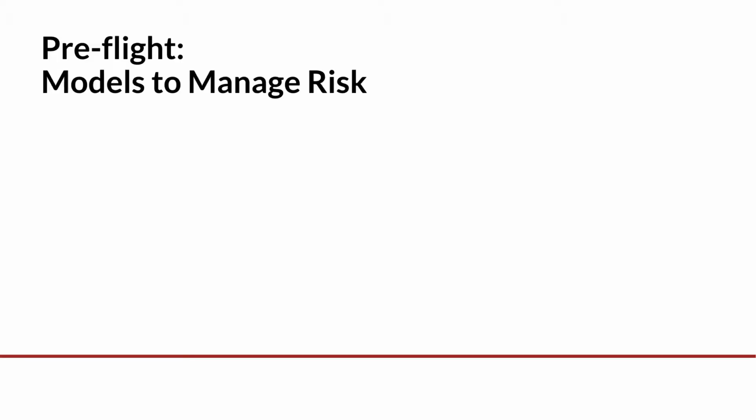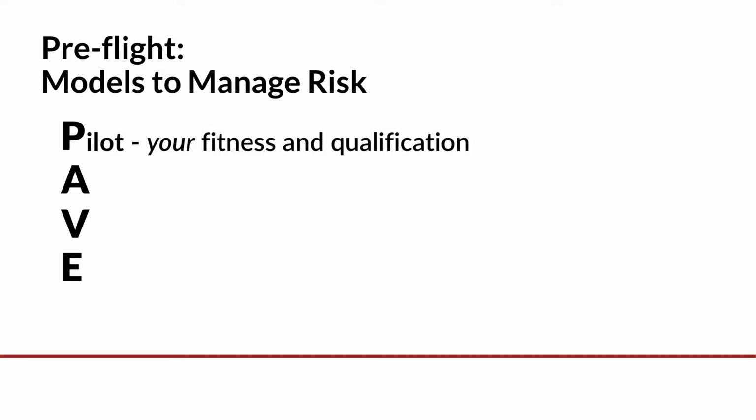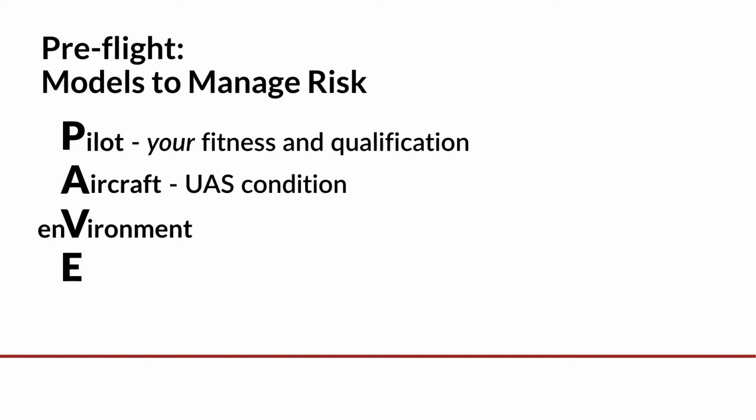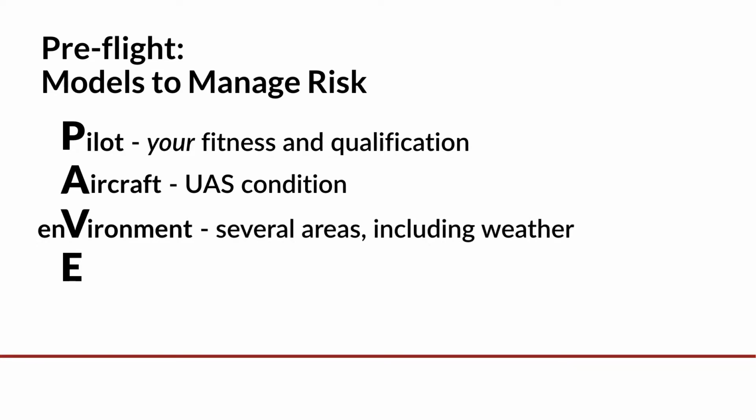The FAA uses an acronym to help us think of risk management and how to make go, no-go decisions. The first of the two is PAVE. Pilot refers to your fitness, qualification, illness, and how rested you are. Aircraft refers to the UAS condition, how it was maintained, and any other issues that you may have with the equipment. The environment includes several things, especially weather.